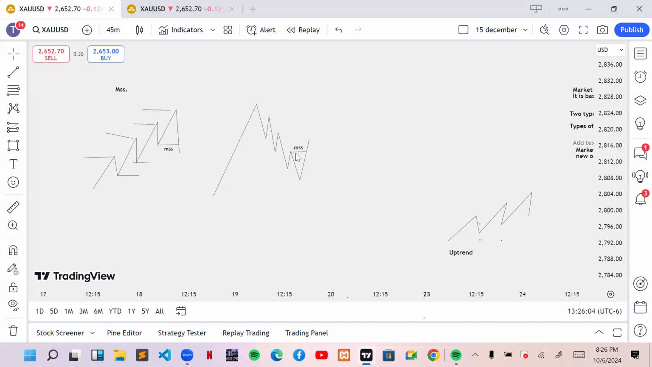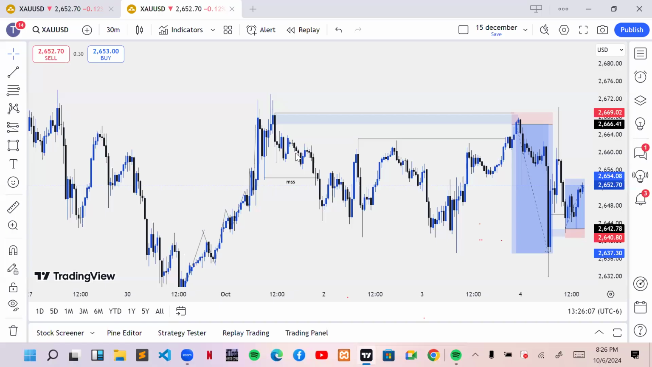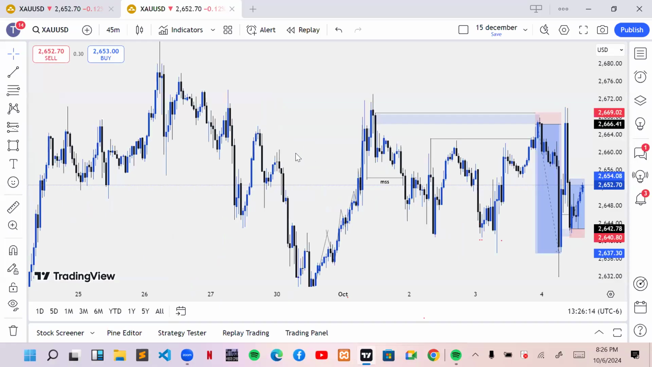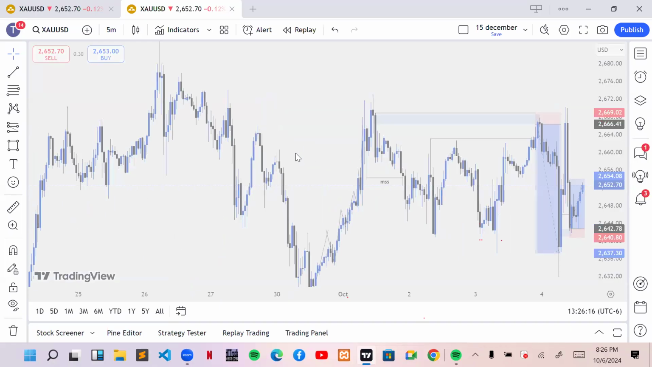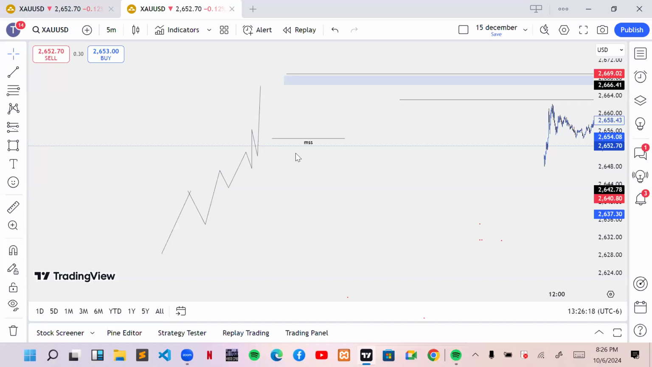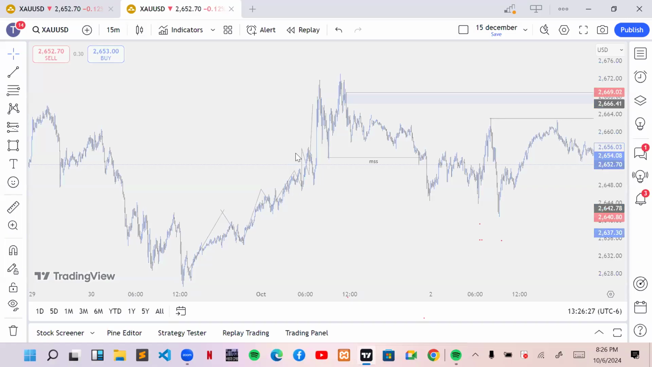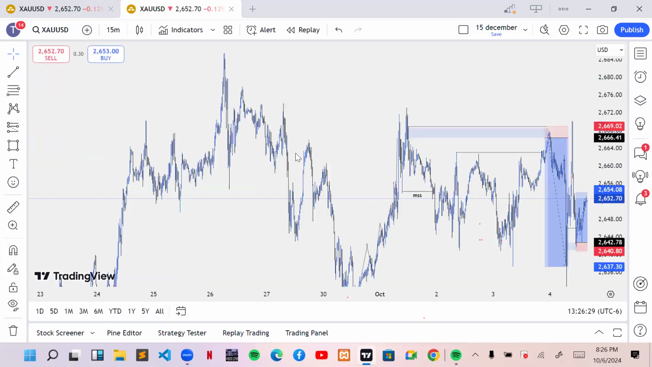Structure on 45 minutes is the same structure on 30 minutes. For example, there was a market structure shift on 30 minutes. If I go to 45 minutes, it's still a market structure shift. If I go to 5 minutes, it's still a market structure shift. 10 minutes, the same thing. 15 minutes, the same thing. You just have to identify structure. Structure is structure, regardless of time frames.